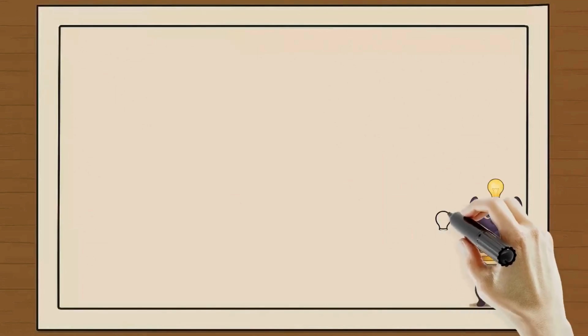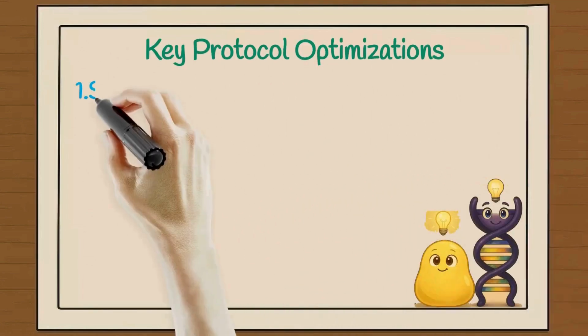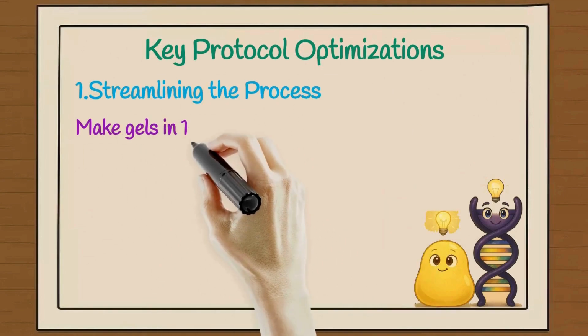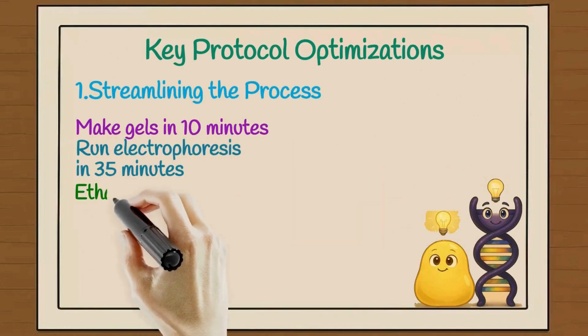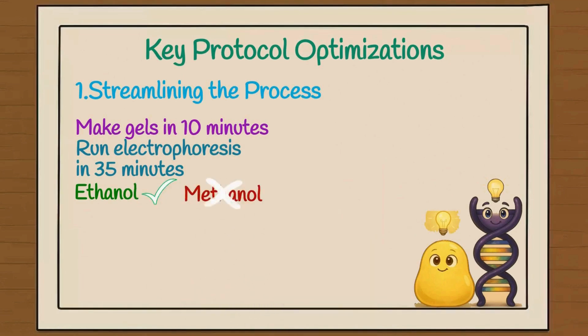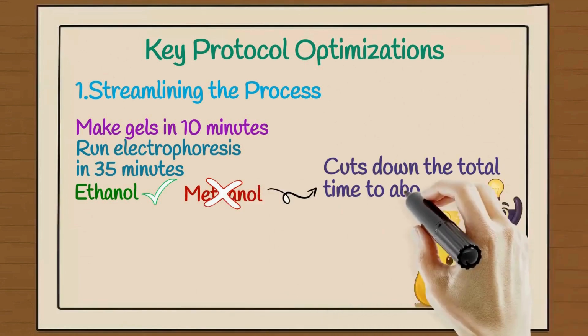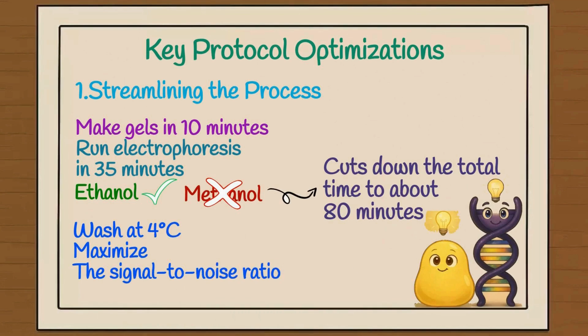Optimizing the protocol is crucial for improving its sensitivity and reproducibility. Key protocol optimizations. 1. Streamlining the process. We can now make gels in just 10 minutes and run electrophoresis in as little as 35 minutes. Using ethanol instead of methanol and certain blocking agents can cut down the total time to about 80 minutes. And performing washes at 4 degrees Celsius can actually maximize the signal-to-noise ratio.